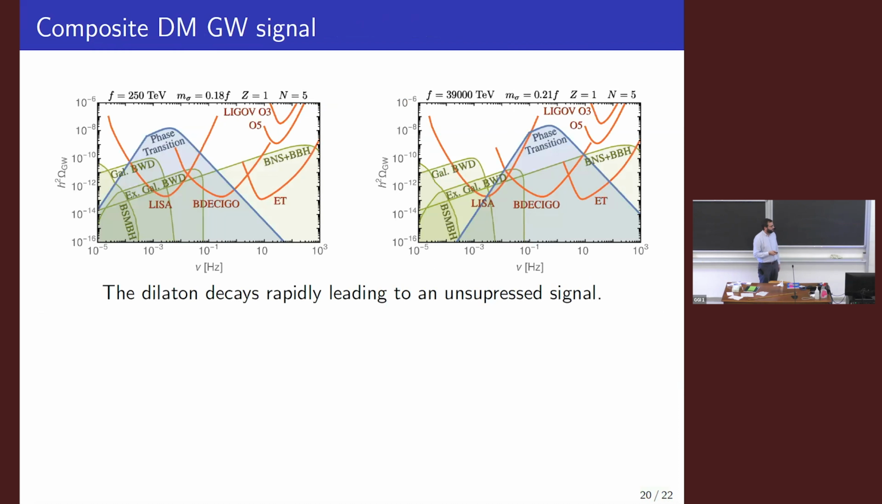Okay, so this is an example for these very strong phase transitions that we looked at, where the dilaton decays rapidly into the standard model so that you get an unsuppressed signal. And you can see here the prediction from the bulk flow model of the phase transition. You can see you're above the power law integrated sensitivity curves for these experiments, and also above the stochastic gravitational wave foregrounds from galactic binary white dwarfs, extragalactic binary white dwarfs, and also the population of binary neutron stars and binary black holes inferred from the recent LIGO observations.